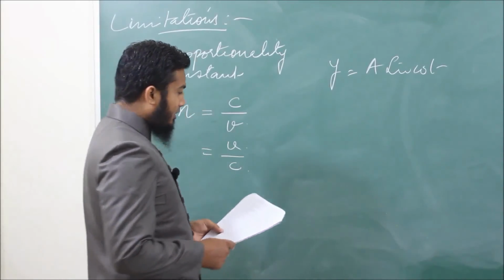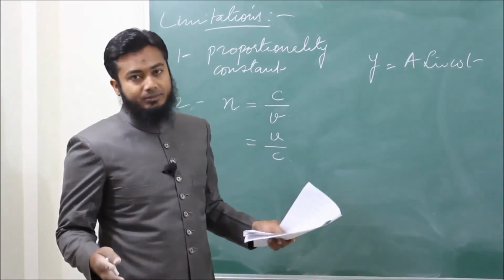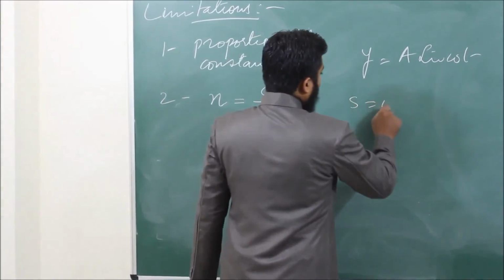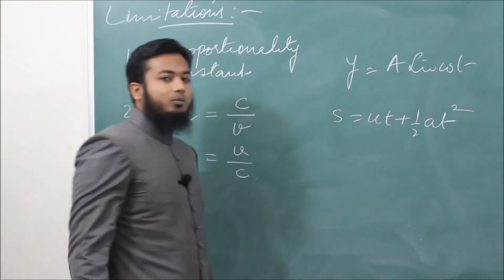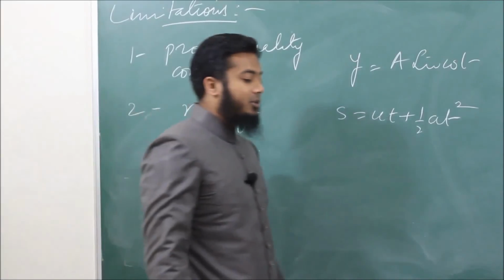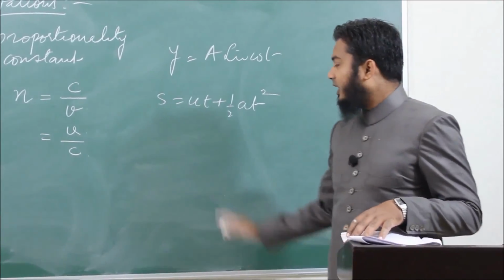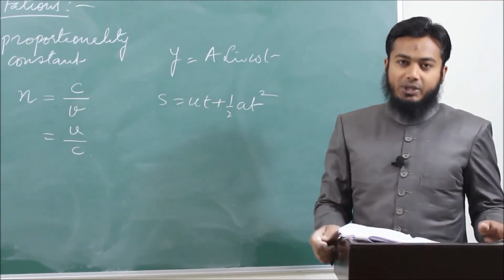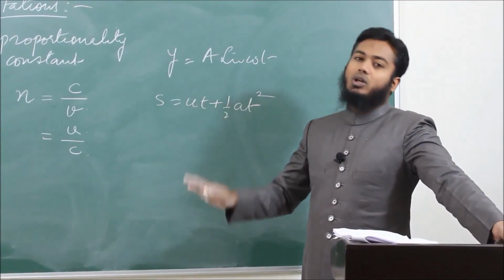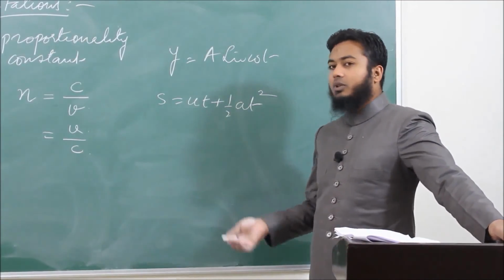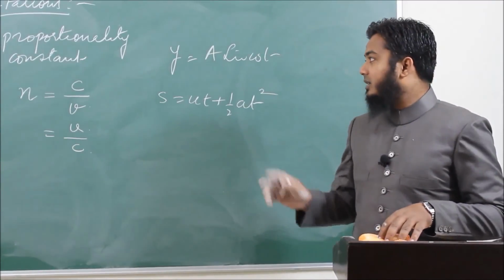And the next limitation: if your formula carries more than one term, for example, the equation s is equal to ut plus half at square. On the right hand side there is more than one term. So if a formula contains more than one term, this formula also cannot be calculated. We can calculate a formula in which there is just one term on both sides. If there is more than one term, we are not able to find the formula. So these are some limitations.